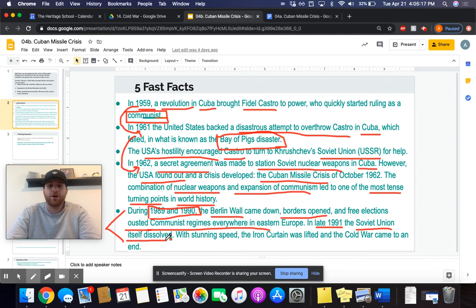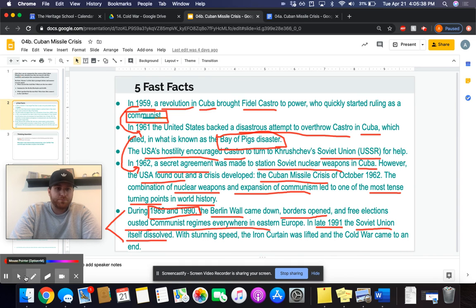We see that Russia emerges from that fall. And communism is seen as the loser in this Cold War. A lot of it comes down to political and economic issues these communist regimes run into.